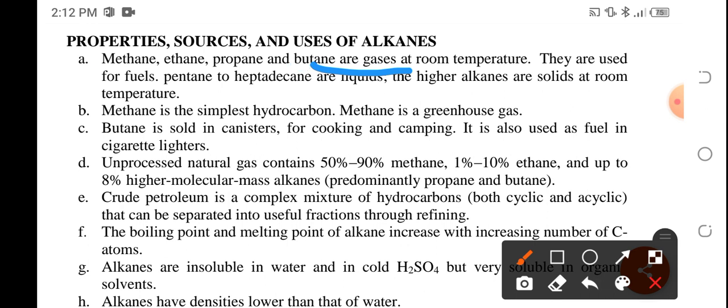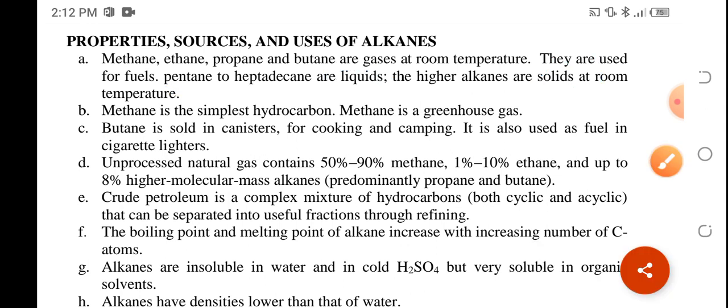Okay? While hydrocarbons with 5 carbon atoms up to 17, heptadecane, they are liquids. And hydrocarbons above 17 carbon atoms, they are solids naman. Okay, so the smaller the number of carbon atoms in an alkane, they are gases. And the greater the number of carbon atoms in the alkane, usually they exist as solids.